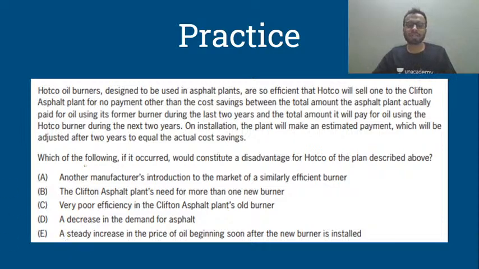Which of the following, if it occurred, would constitute a disadvantage for HOTCO of the plan described above? What is the plan? Let's read out the passage.